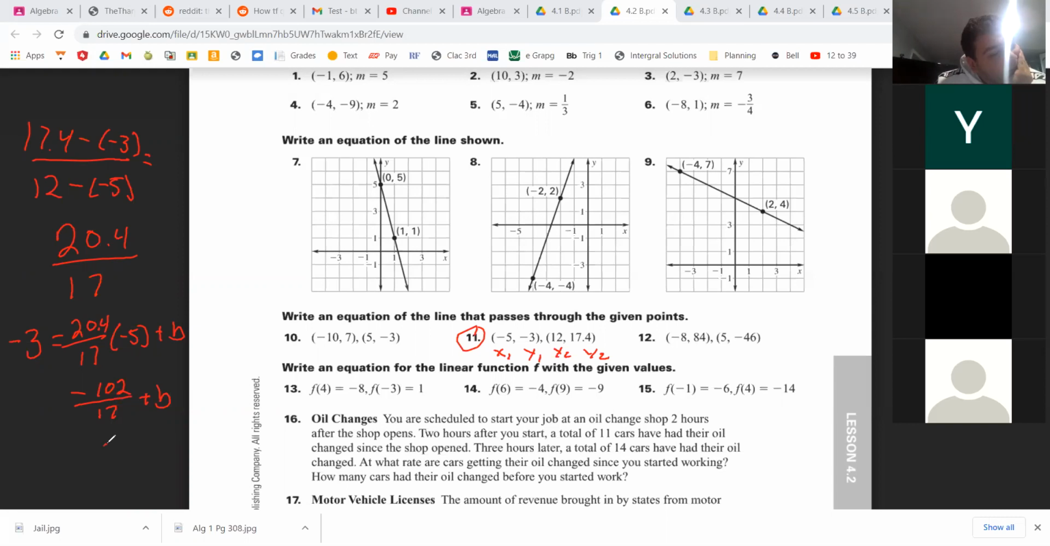This happens to be 6. -6 plus b equals -3, plus 3, or plus 6, I'm sorry, plus 6. B equals +3. 102 over 17 reduces down to -6. And then your final equation would be y equals 20.4 over 17 times x, no need for the parentheses there, plus 3.